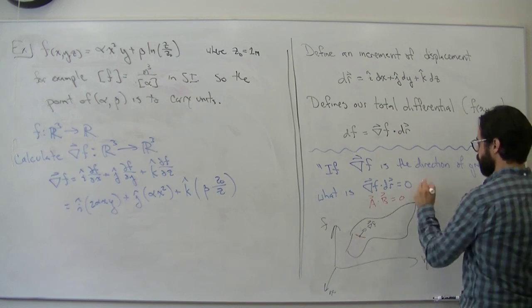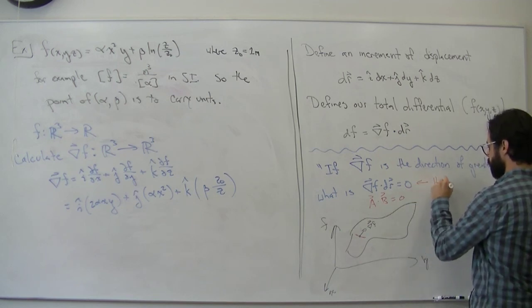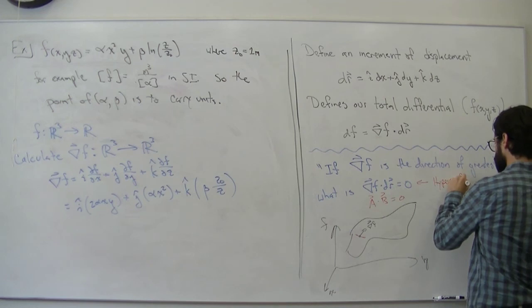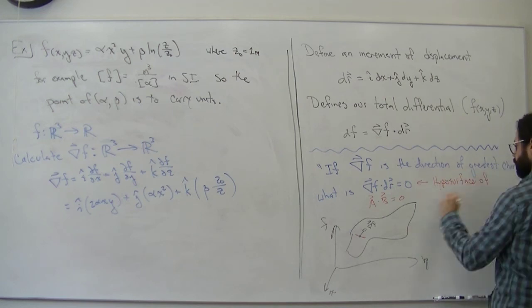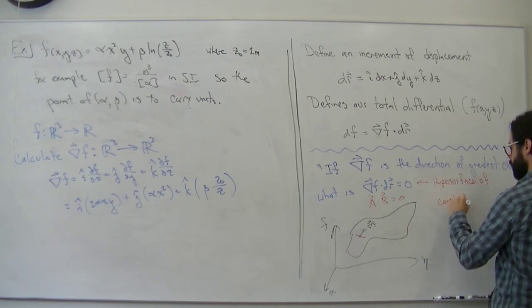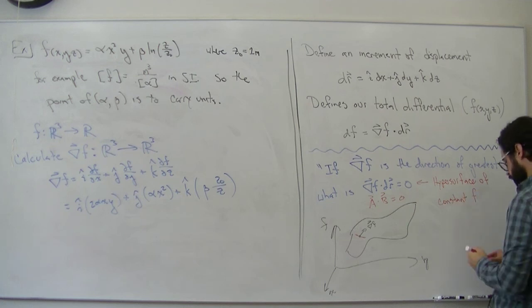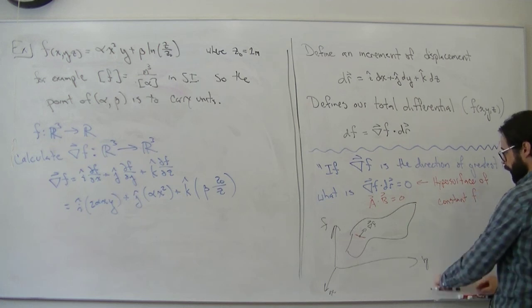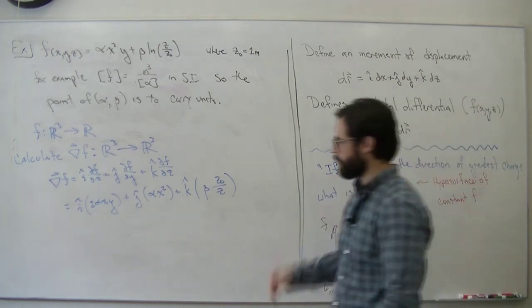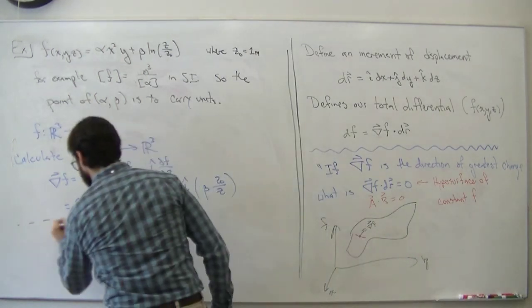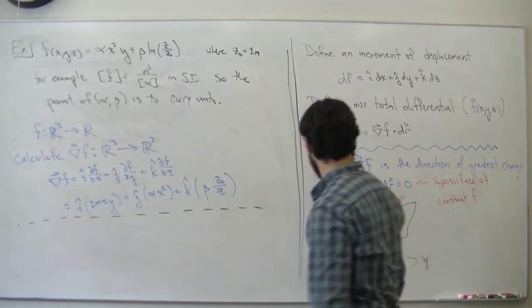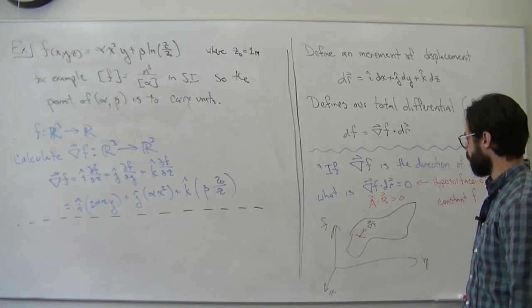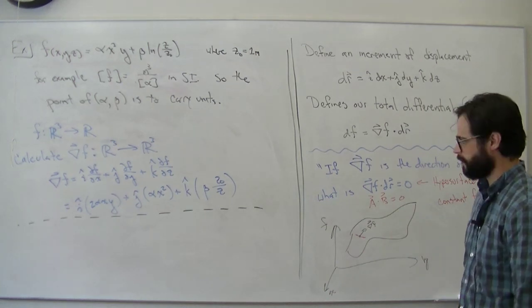So what this equation defines is a hypersurface of constant f, whatever that scalar function happens to be. Scalar function could be the electric potential or something like that. Scalar function could be just normal potential. Scalar function could be height of a mountain, for instance.